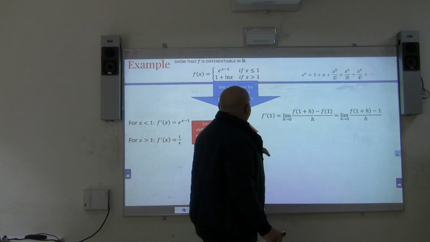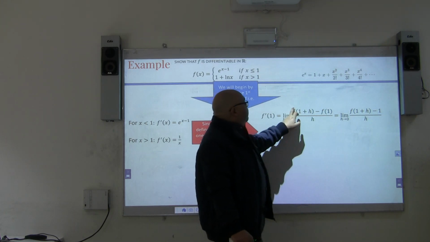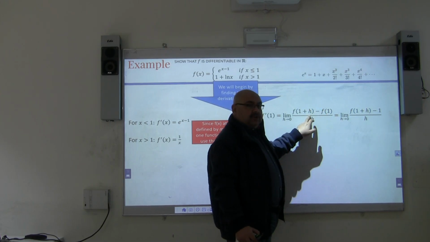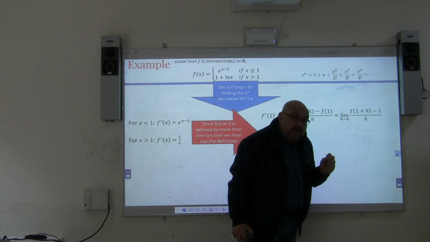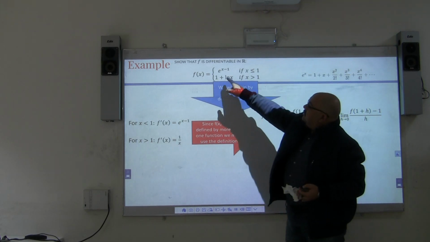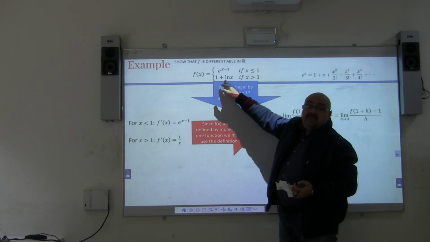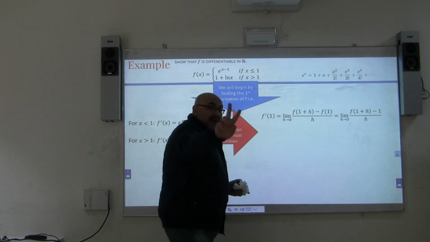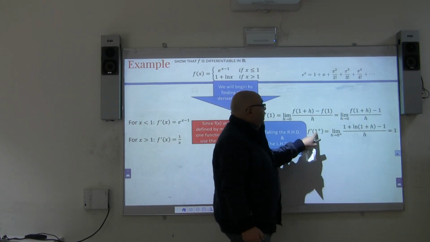But here I'm studying the case when the conjunction is happening at 1. So instead of having f of a plus h, I'm studying f of 1 plus h, minus f of 1, over h. This is exactly the limit that I want to examine. But Mr. Ahmed, I have a problem at 1, because the function is defined by an exponential form when x is less than 1, and by a logarithmic function when x is greater than 1. This is why I will have to apply this law two times.